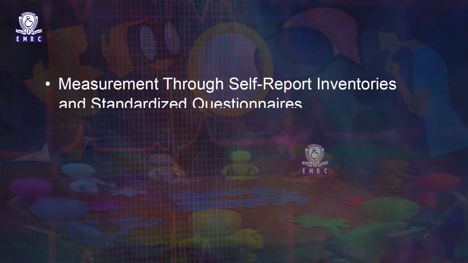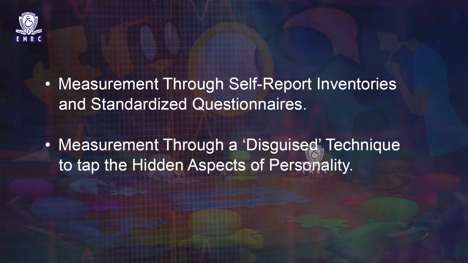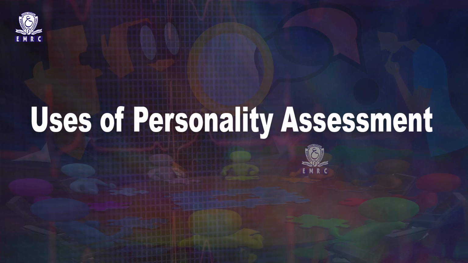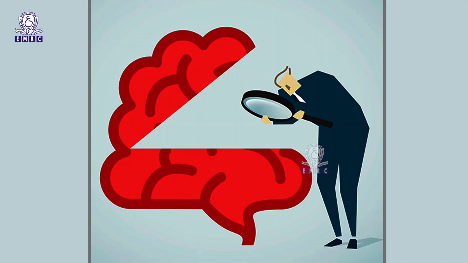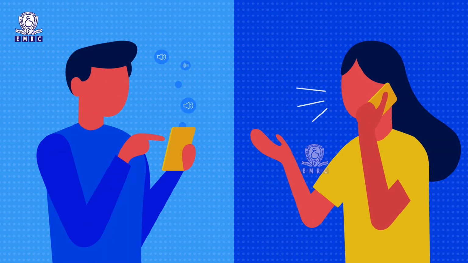The indirect approach to assess the personality falls into two categories: measurement through self-report inventories and standardized questionnaires, and measurement through a disguised technique to tap the hidden aspects of personality. Uses of personality assessment. Personality testing and assessment refers to techniques that are used to accurately and consistently measure personality. Personality test can be used to help further clarify a clinical diagnosis, to guide therapeutic interventions, and to help predict how people may respond in different situations.